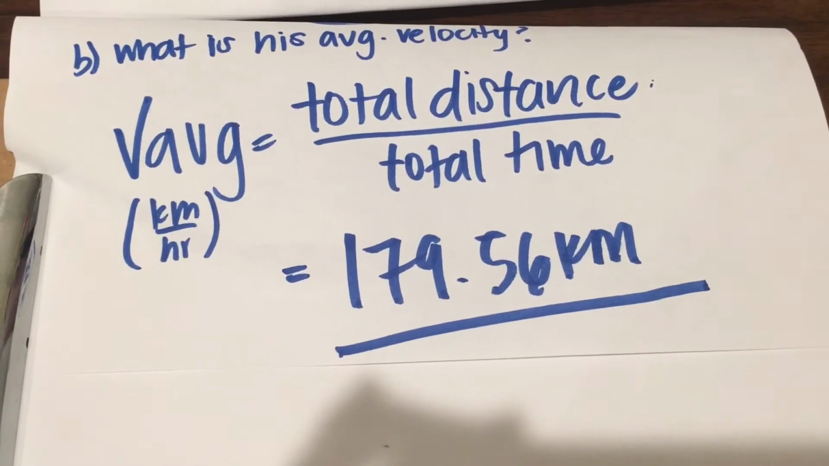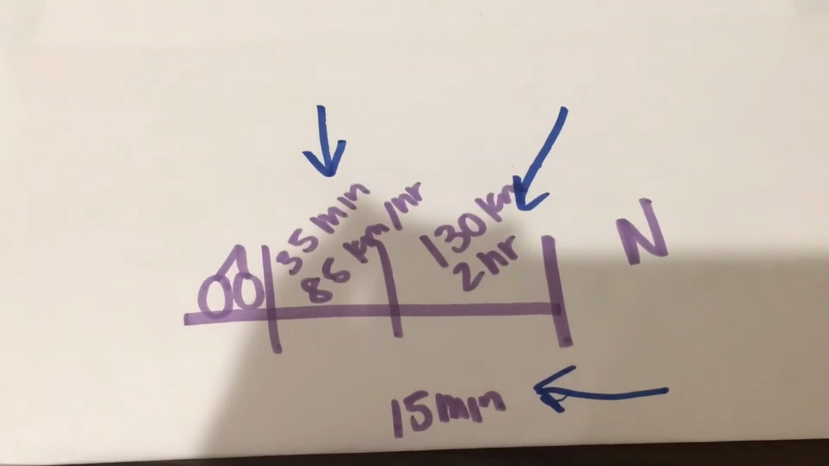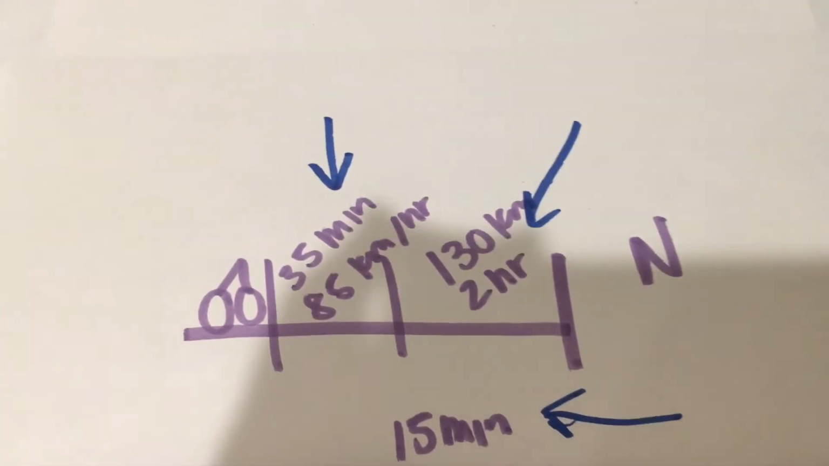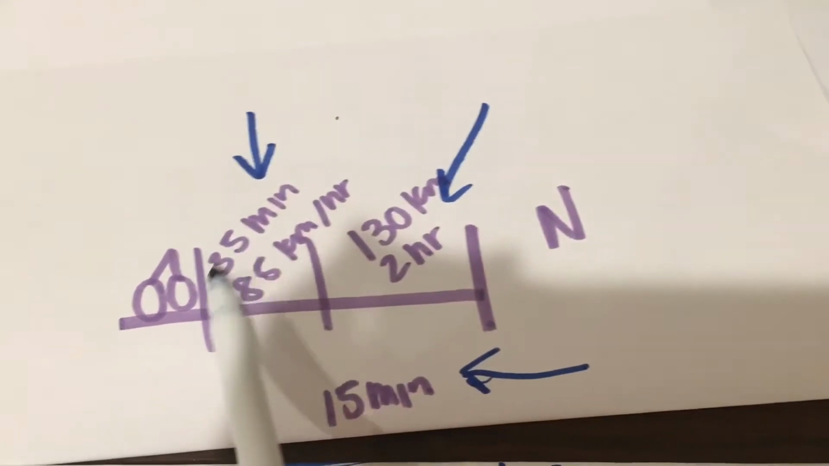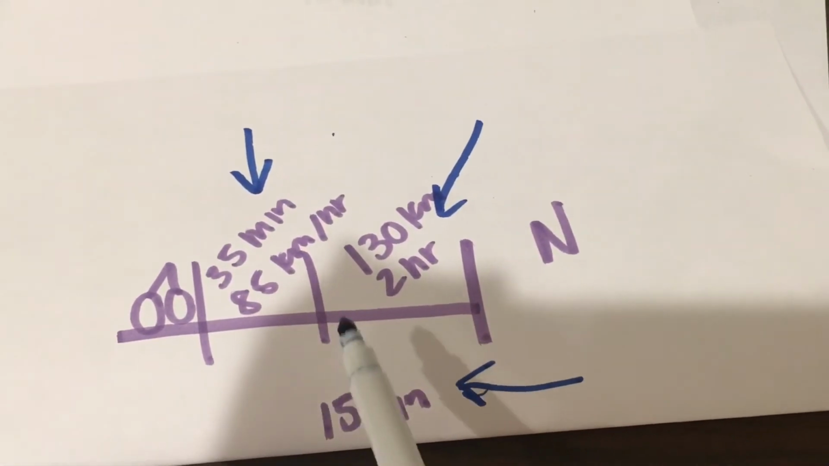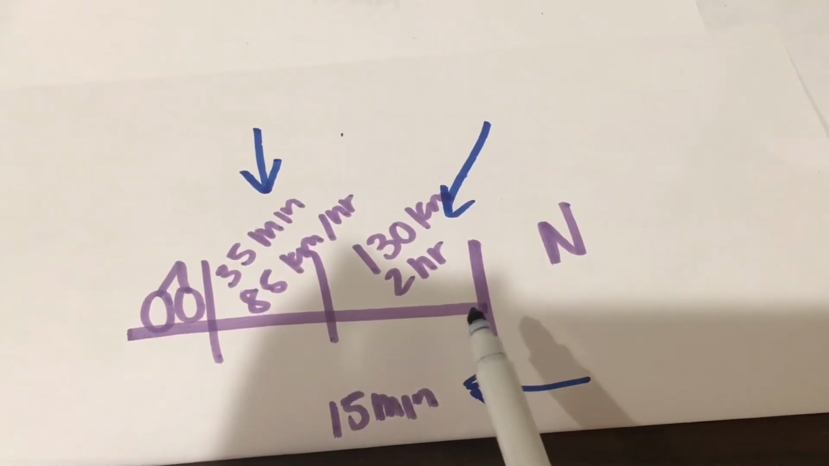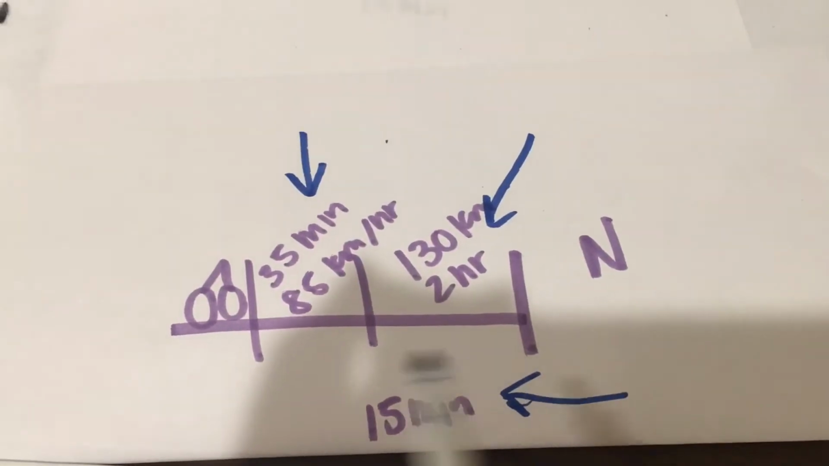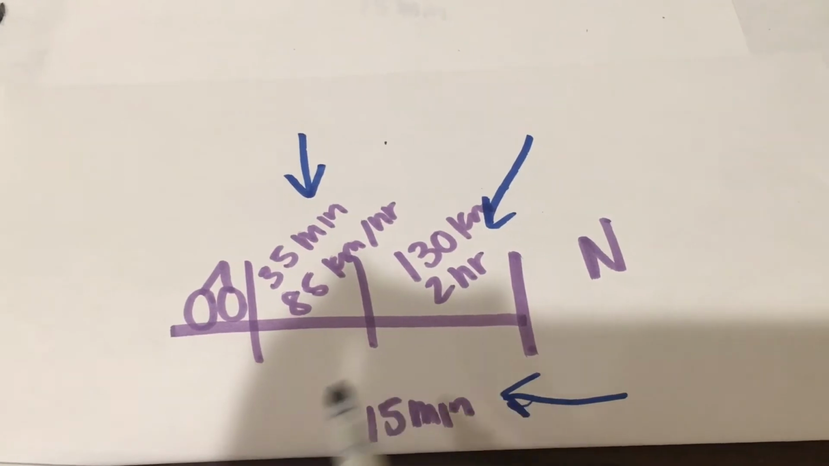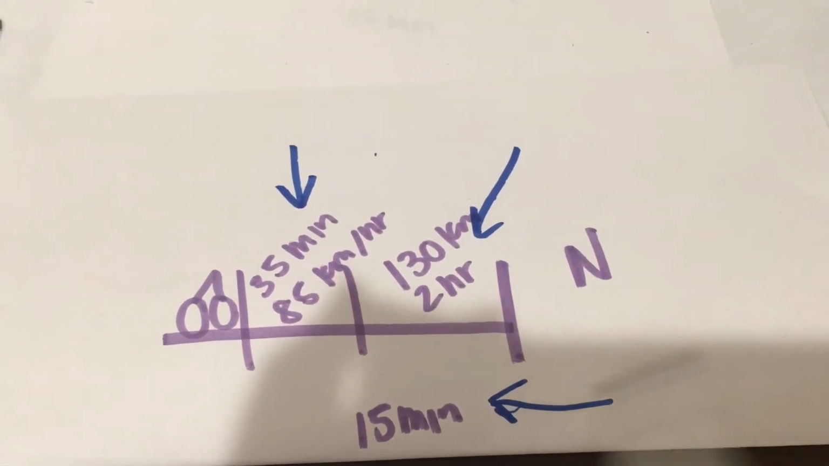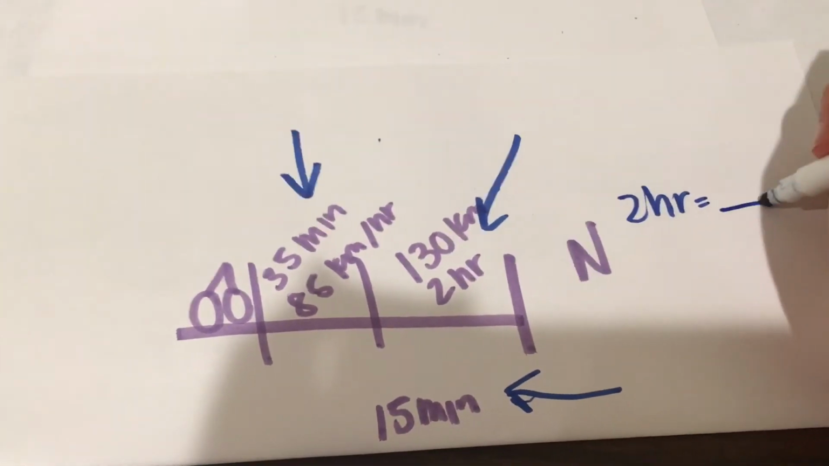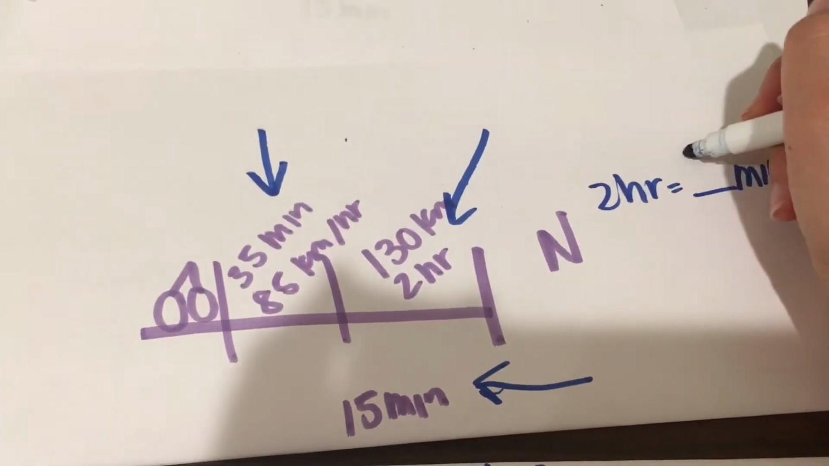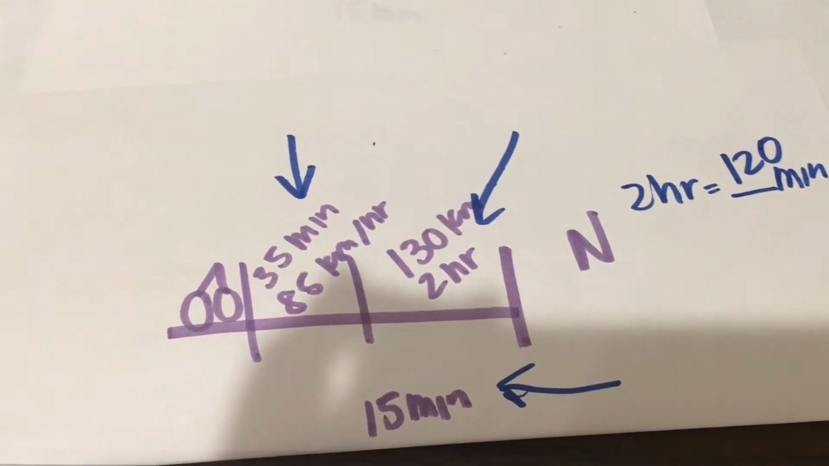To find the total time, we're going to look back at our drawing from the beginning. From our drawing, we can see that it took 35 minutes for the motorist to drive this first section, and it took 2 hours to drive this second section. In between those two distances, the motorist also took a 15-minute break. First, we want to convert the 2 hours into minutes, and that's pretty simple. We know that that's 120 minutes.